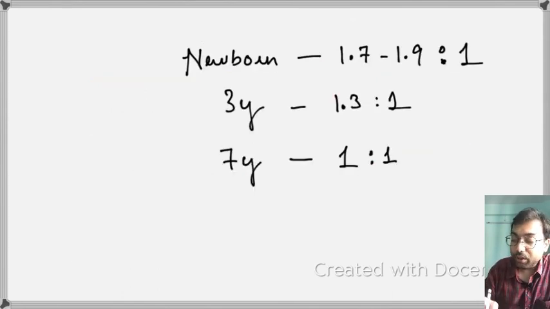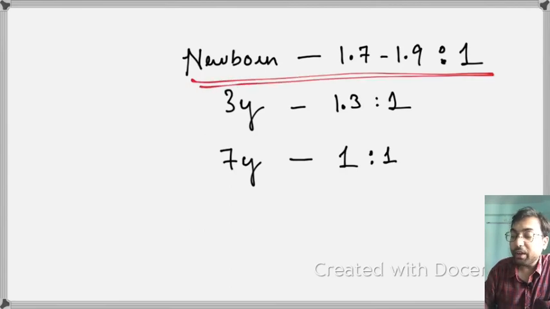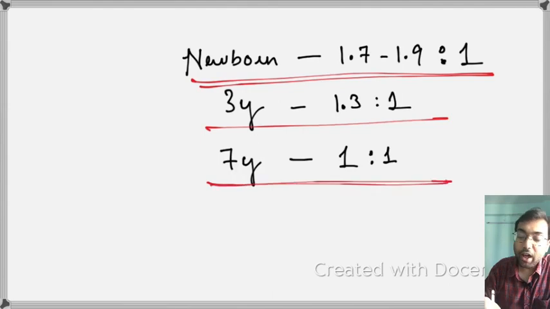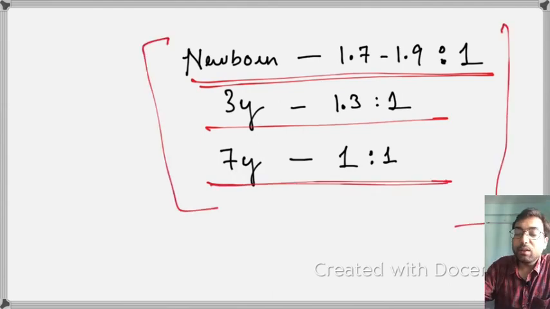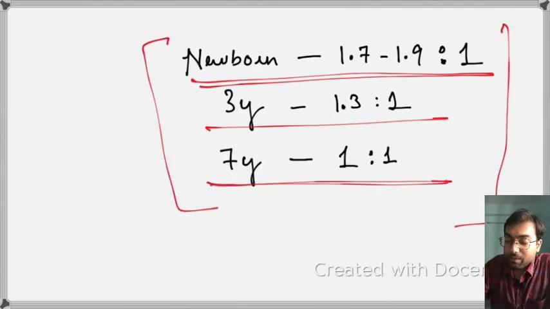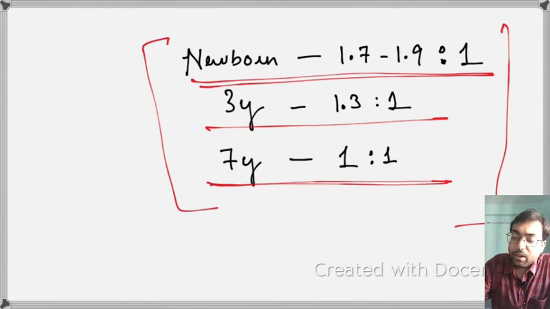So in a newborn it is 1.7 to 1.9:1. At 3 years it is 1.3:1, and at 7 years it is 1:1. You have to just learn it. Why is it important? As age increases, you can see that the legs are increasing in length, because the ratio at birth was 1.9:1, at 3 years it is 1.3:1, and at 7 years it is 1:1.